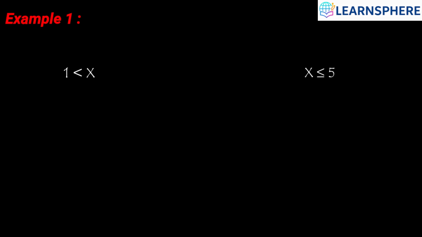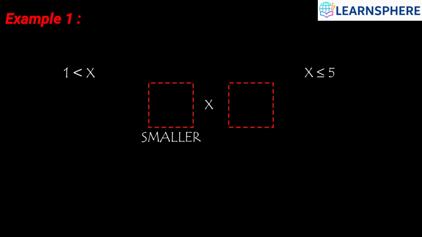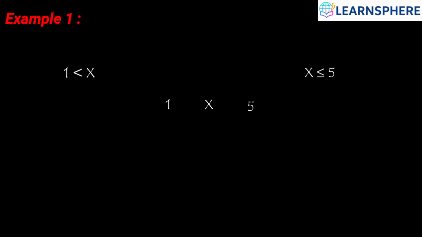To combine them, we have to write x in the center, with one number on the left of x and another number on the right of it. The number on the left always has to be the smaller number, and the number on the right always has to be the larger number. In this example, the smaller number is 1, and the larger number is 5. Next, we have to input the inequality sign.